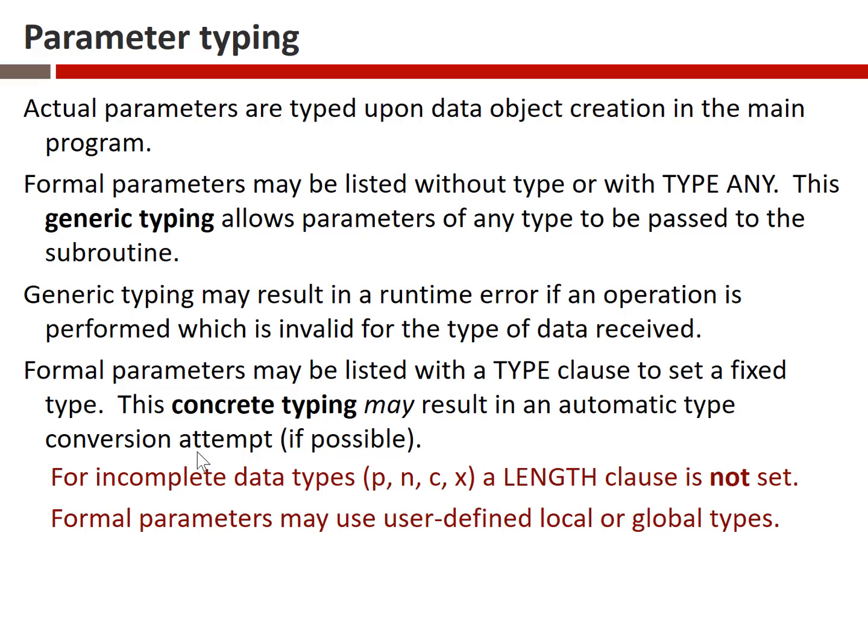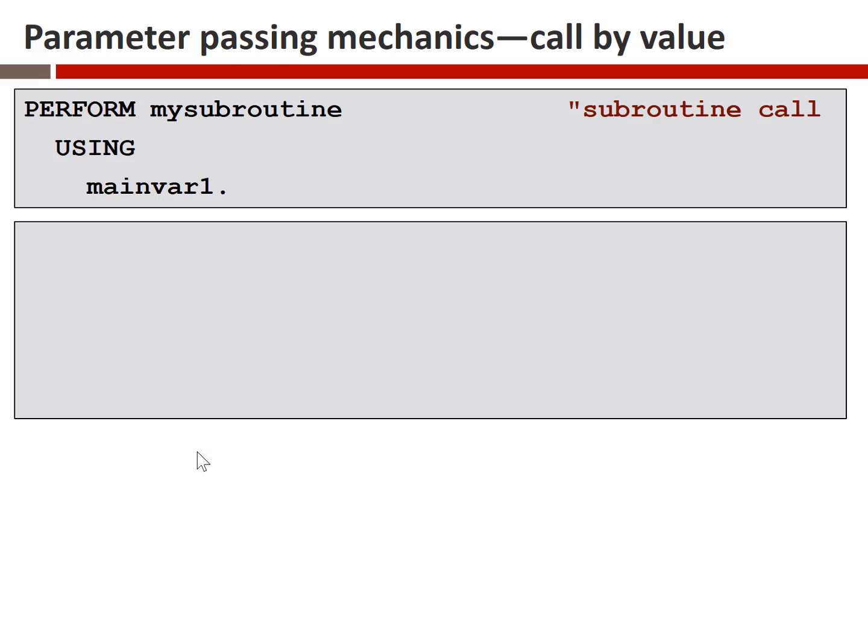Formal parameters may use user-defined local or global types. So the big thing here is the fact that you can use your own type declarations that you have created as opposed to just using the standard built-in ABAP data types. So let's look at some examples.